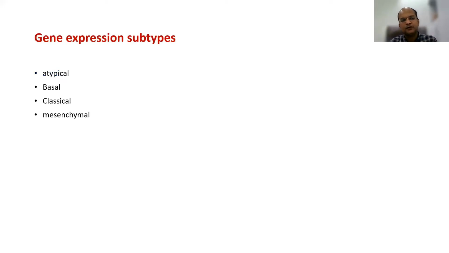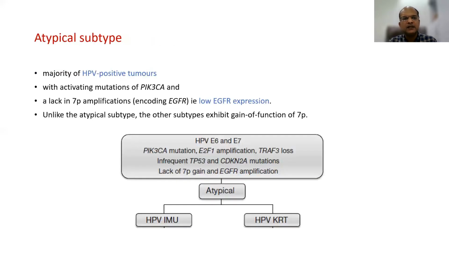Based on gene expression profiling, there are four types: atypical, basal, classical, and mesenchymal. In the atypical type, the majority are HPV positive. There will be an activating mutation in PIK3CA. This is a future target for PIK3CA therapy.